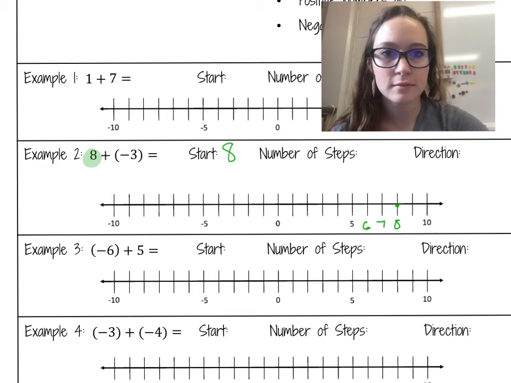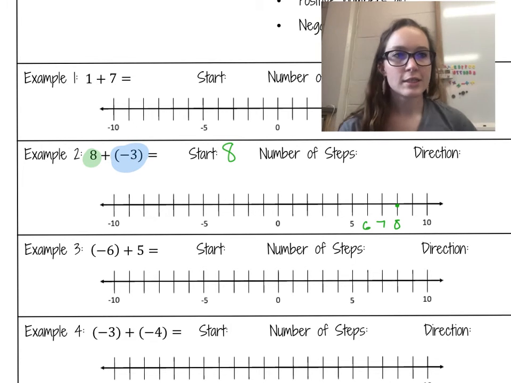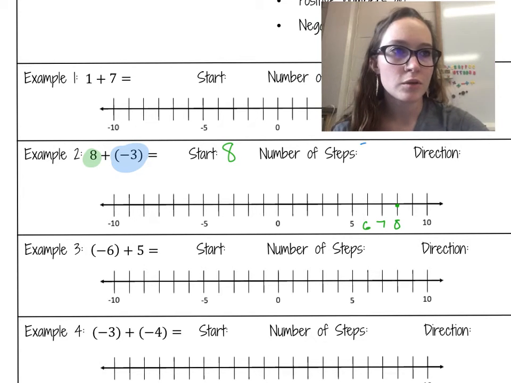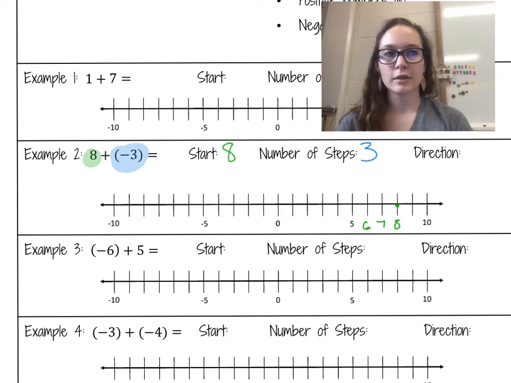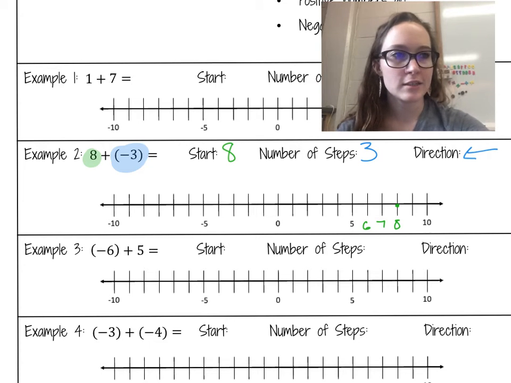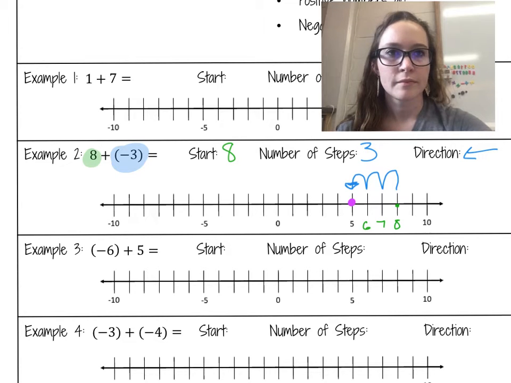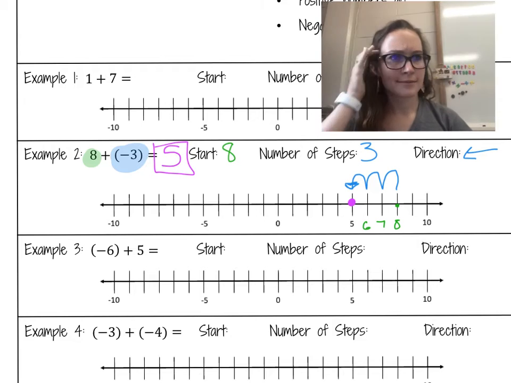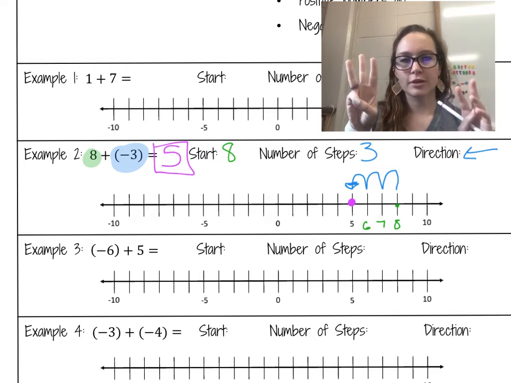The second number, negative 3, tells me the number of steps and which direction. So I'm going to go 3 steps because that's the number part, and the negative tells me I'm going left. So start at 8 and go 3 to the left. 1, 2, 3. And that's where I'm going to put my big dot, because that's where I ended up, is 5. So 8 plus negative 3 is 5. Look, you just added a negative. How awesome is that?